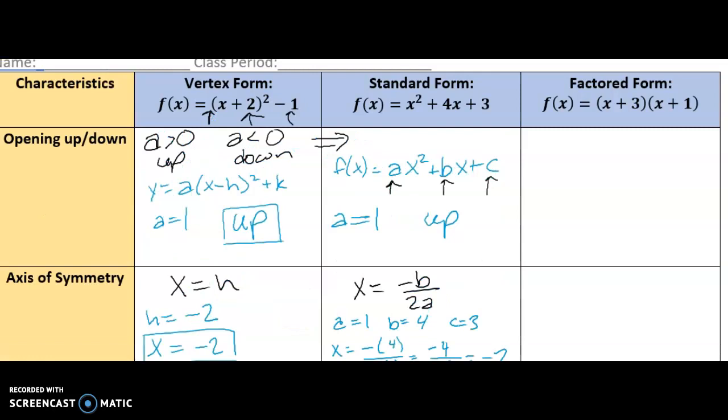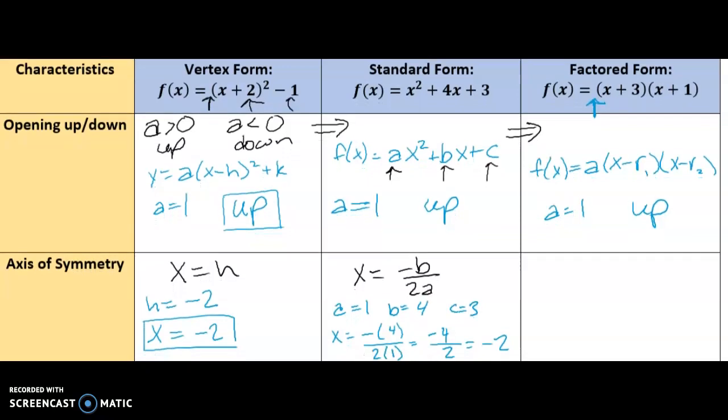Okay, the last form we're going to look at is factored form. So, guess what? Opening up or down is exactly the same. You just look at A. Now, where is A located in factored form? Well, our general form of factored form is A(x - r1)(x - r2). So it is that leading coefficient here in front. It comes before the parentheses. So in this case, A is just an understood 1, which tells us we're opening up.